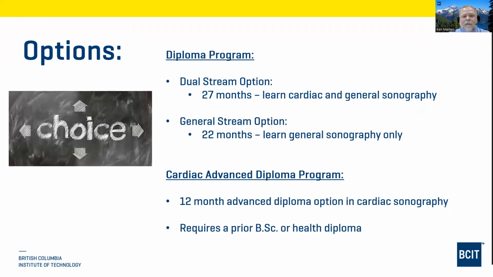So we have a number of different options within our program. Firstly, we have our entry to practice diploma program, and we have two streams. We have the dual stream, which includes both cardiac and general sonography. If you take this option, you come out dual trained in 27 months. Conversely, we have our general stream option, which is a 22-month program in which you learn about general sonography, like I alluded to earlier: obstetrics, abdominal, and vascular.